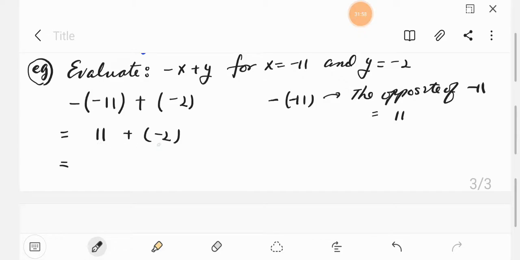Alright, then these two numbers have different signs. Then what do we do? The absolute value of 11 is greater than the absolute value of negative 2, right? So what we do is 11 minus 2, which is 9. So the result is 9. And then the sign of the number with absolute value 11 is positive. So leave it as 9.